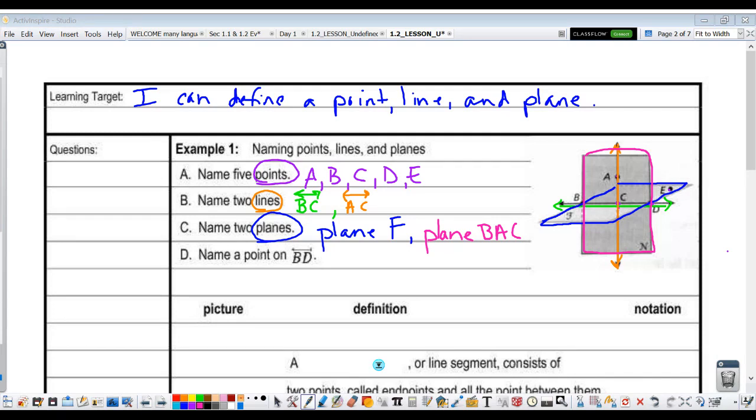Name a point on line BD. So let's look for line BD. I see it's there in green. And point B is on there, point C, and point D. So I can use any one of the points. And notice that I'm using a point that's right there in the name. If you think of the definition, a line is made up of 2 points, so I can use point B or point D.